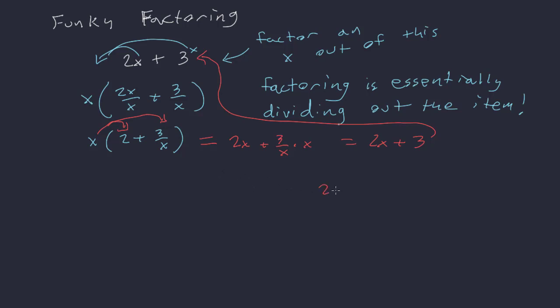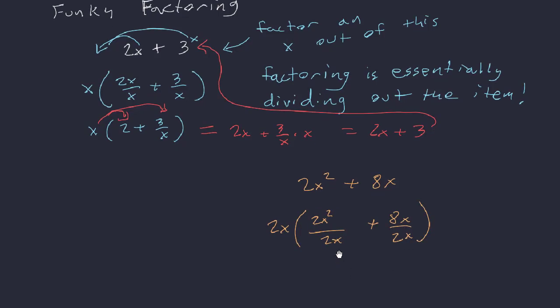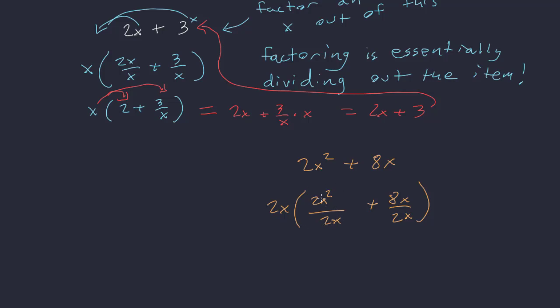Because here, say I have 2x squared plus 8x. Normally we would factor out a 2x because they both share a 2 and an x. So if we do that, if I instead take everything in here and divide it by what I'm factoring by, this is just to show what's going on, okay, with an example we've seen before.